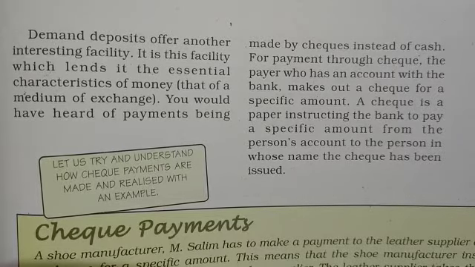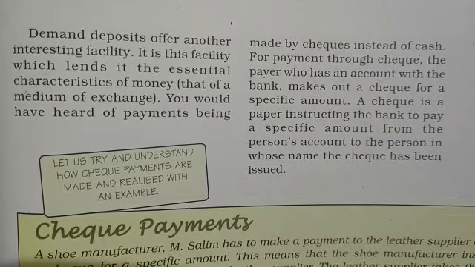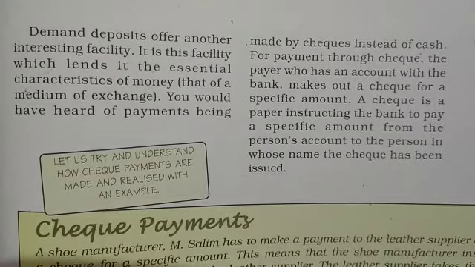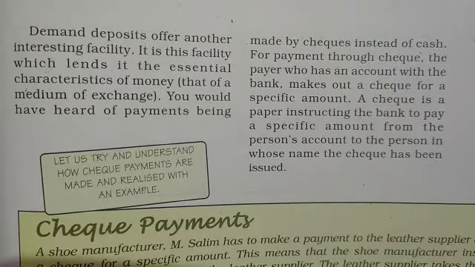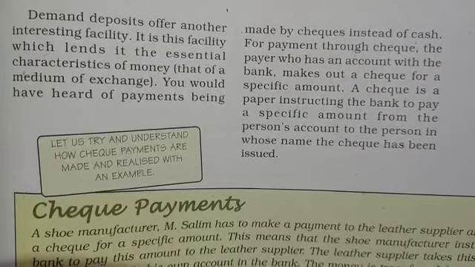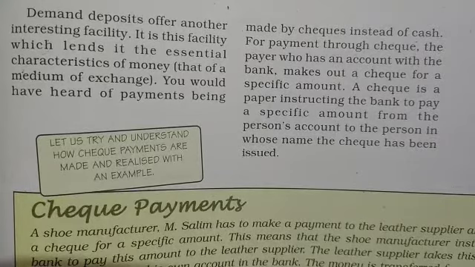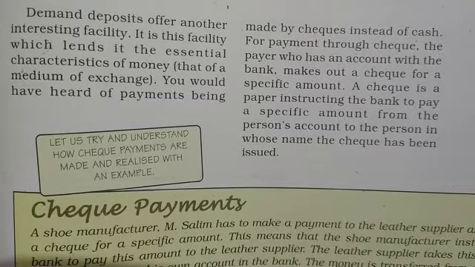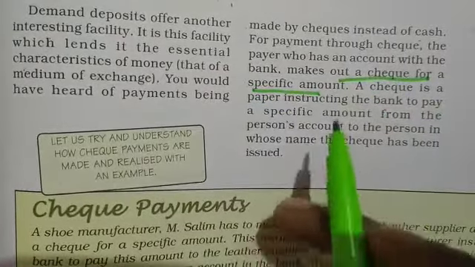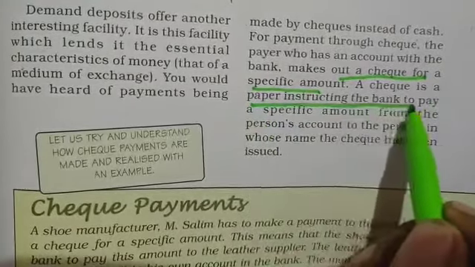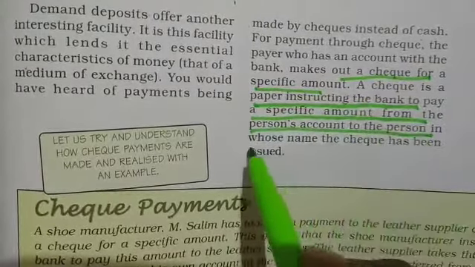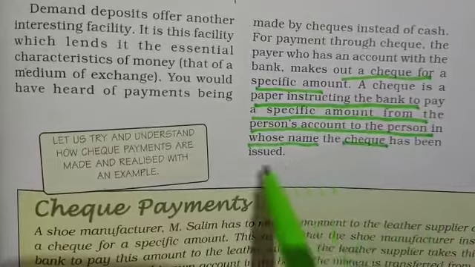You would have heard about how payments are made. You can say it's an ATM card or net banking. Other than that, when we are doing NEFT or RTGS, you are using the check also, instead of cash. For payment through the check, the payer who has an account with the bank makes out the check for a specific amount. For that amount, they are going to issue a check. A check is a paper instructing a bank to pay the specific amount from the person's account to the person in whose name the check has been issued.